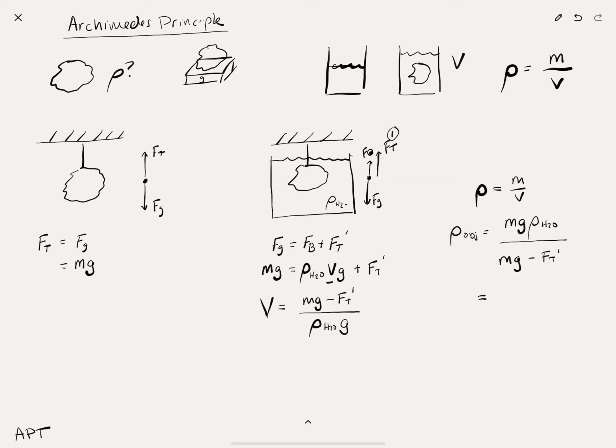And you'll notice that we can simplify again to say that the weight when measured without our fluid times the density of the fluid over the weight minus the new effective weight gives us our expression for the density of the object. And this density of the object only depends on the weight when it was not in water, the weight when it is in water, and the density of that water.